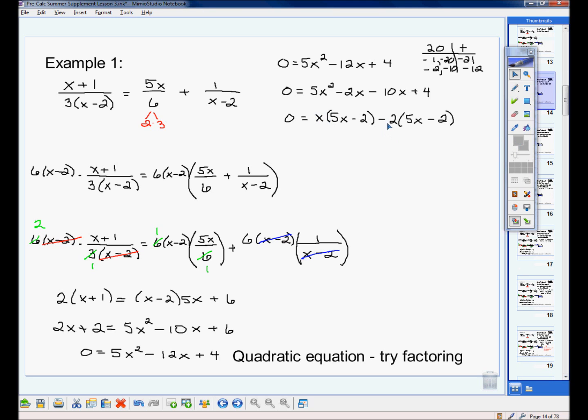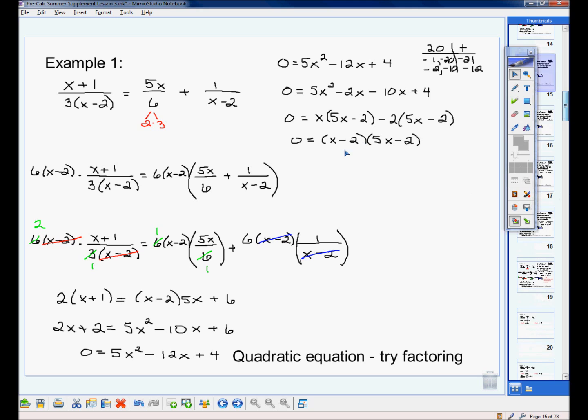So that means that x minus 2 times 5x minus 2 equals 0. Okay? Because 5x minus 2 was actually the common factor of x and negative 2. So that's where that comes from. Then we recall that the zero product property says that as long as you have 2 or more things that are multiplied together that give you 0, at least one of them has to be 0. So that means that either x minus 2 is 0 or 5x minus 2 is 0.